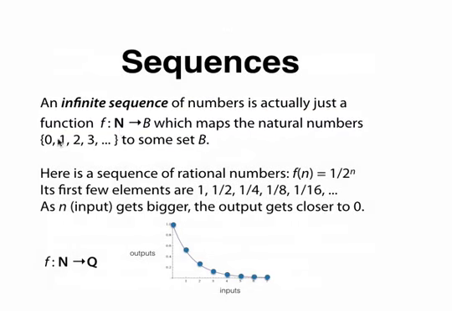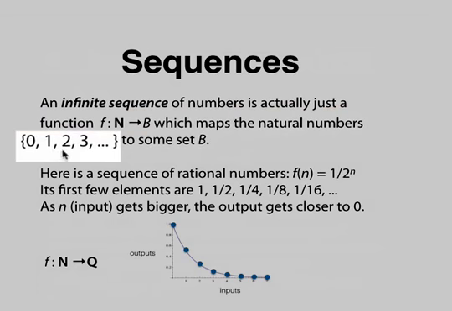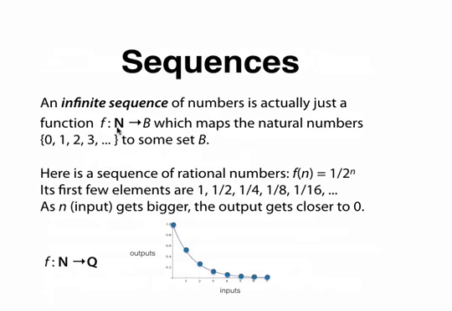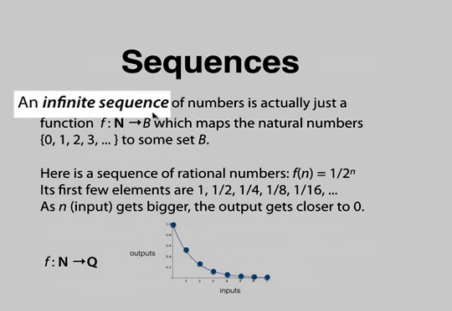So natural numbers, remember, are 0, 1, 2, 3, 4, 5, and so forth. And we map this to some infinite set, or maybe a finite set, doesn't matter. But as long as the domain of the function is natural numbers, we call the function an infinite sequence.